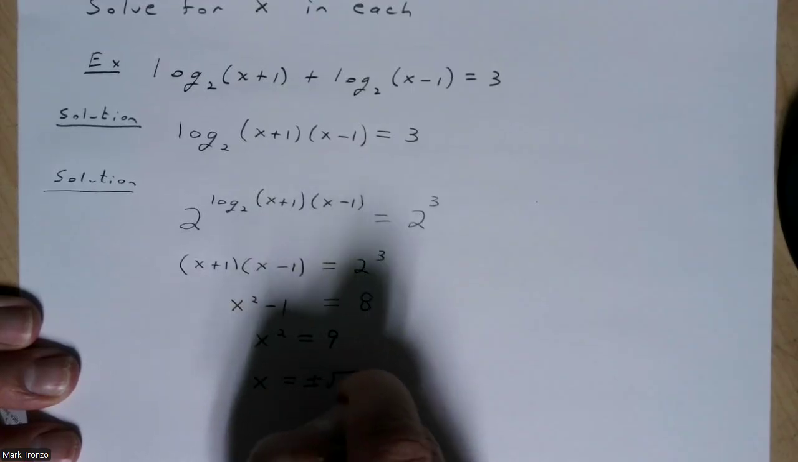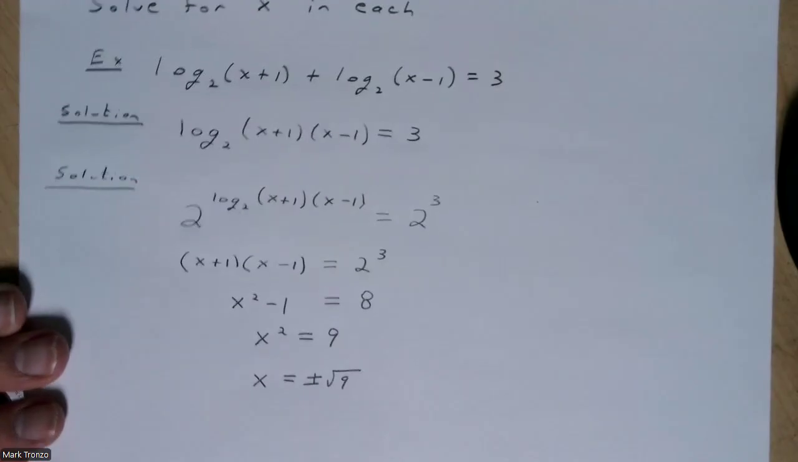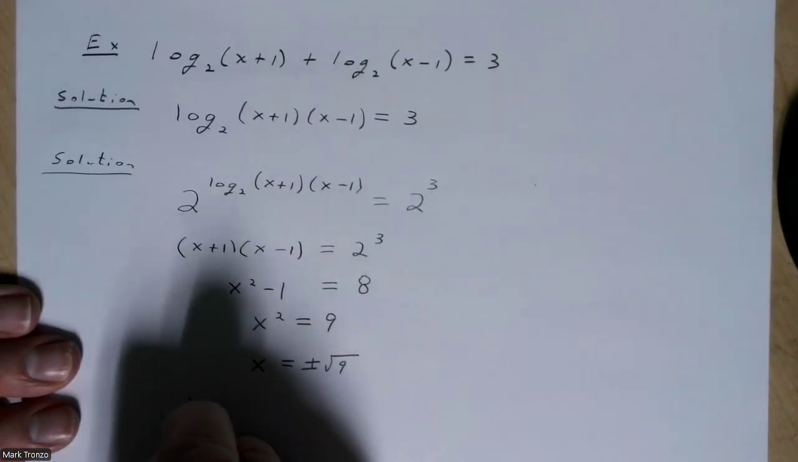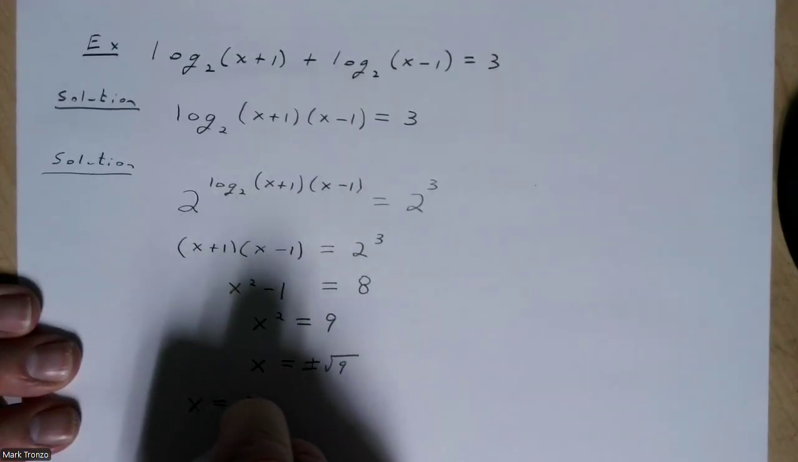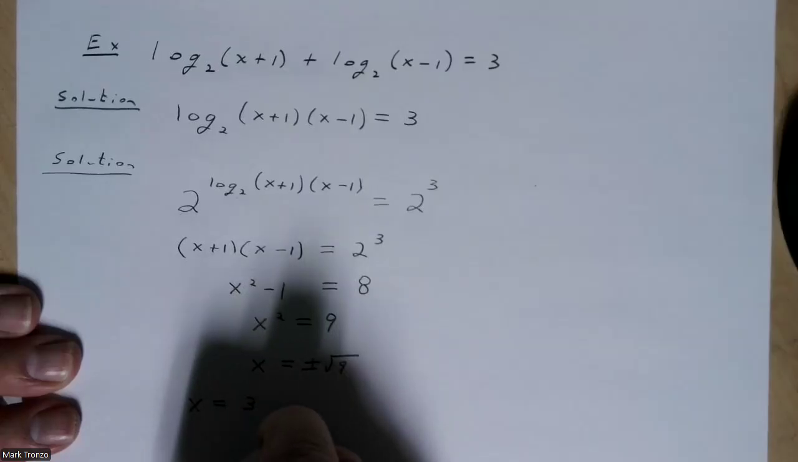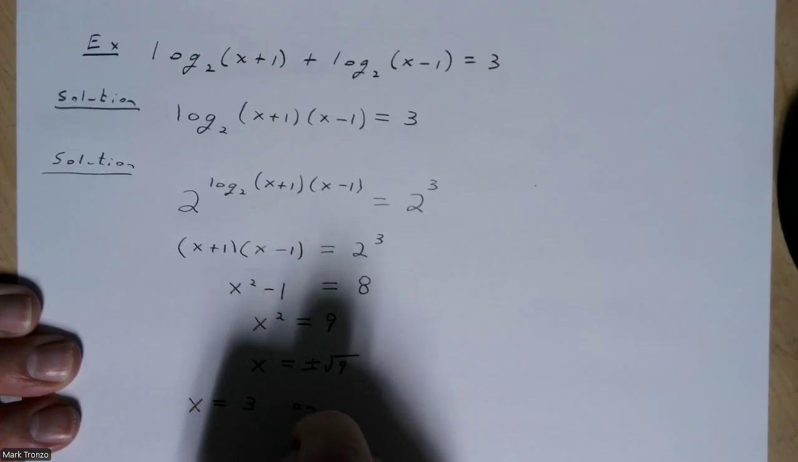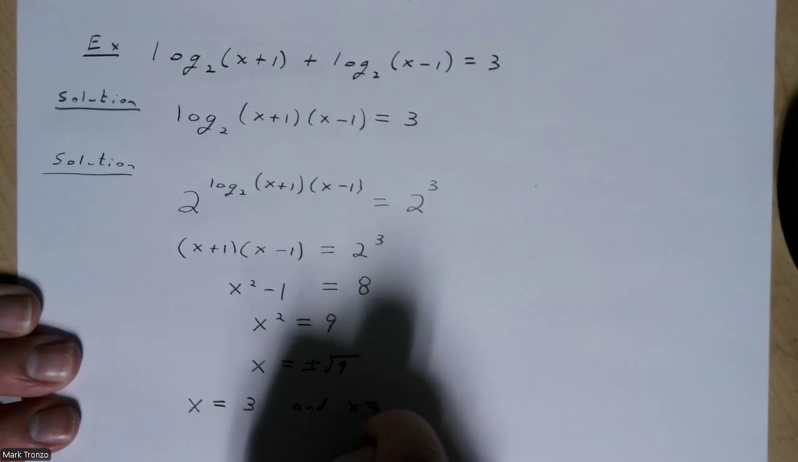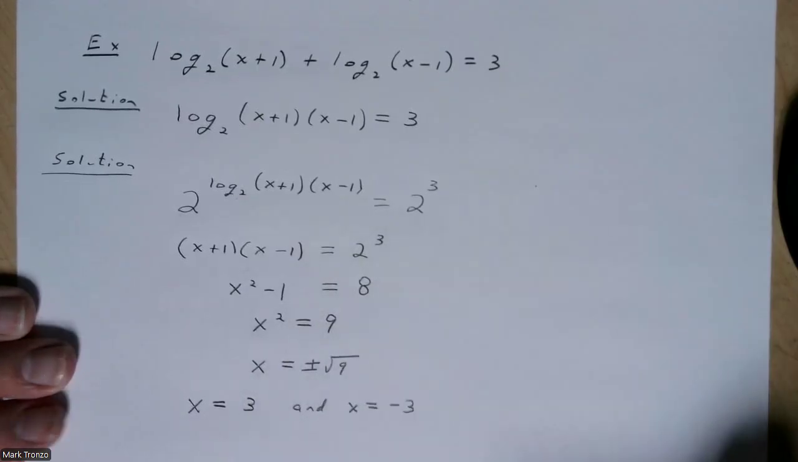Remember, whenever you take the square root, it gives you a plus and a minus. So that means x is going to be 3, and now it looks like x equals minus 3.